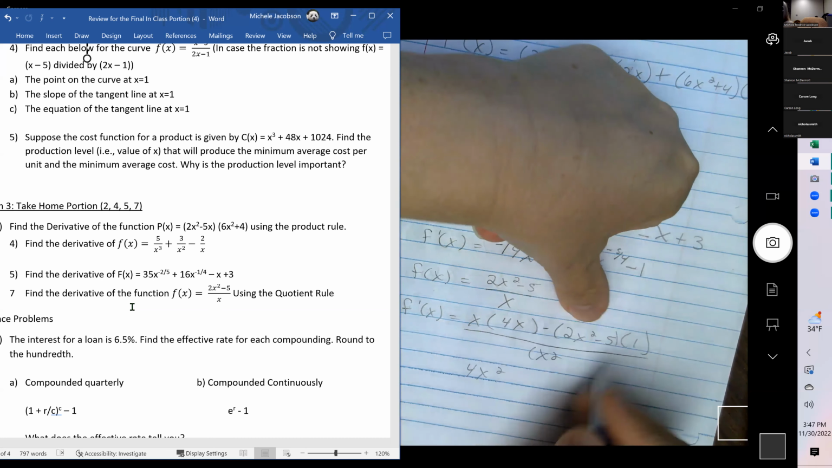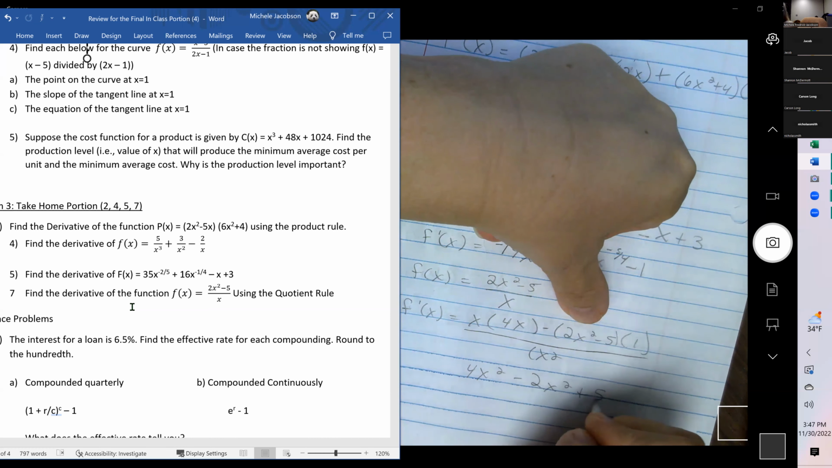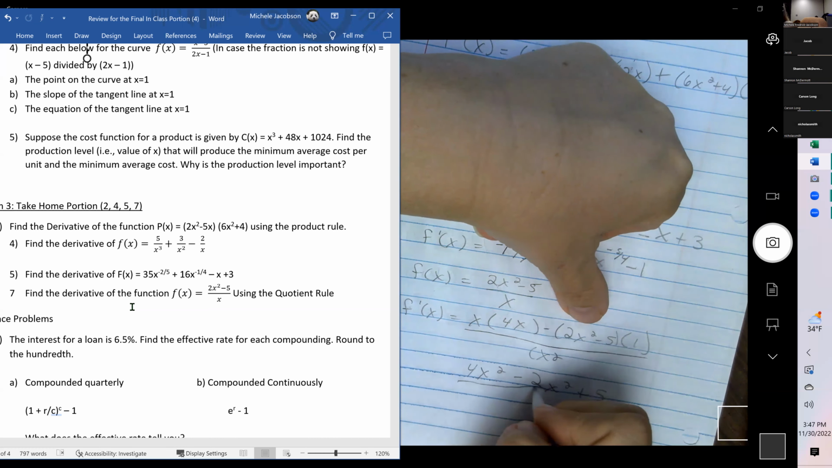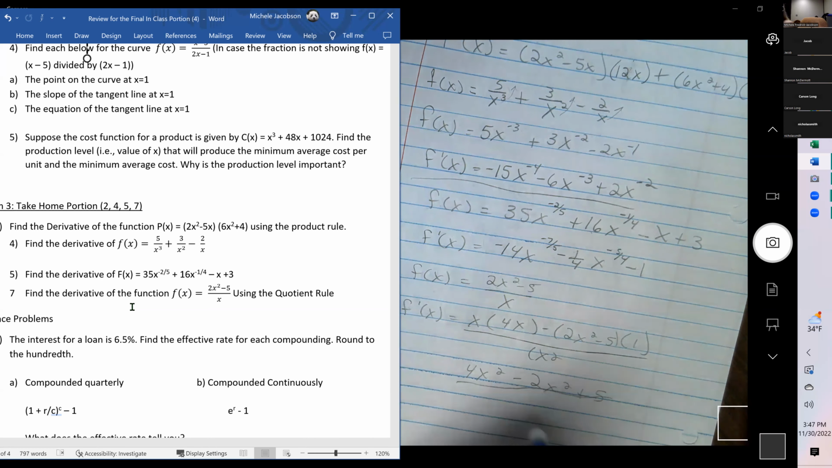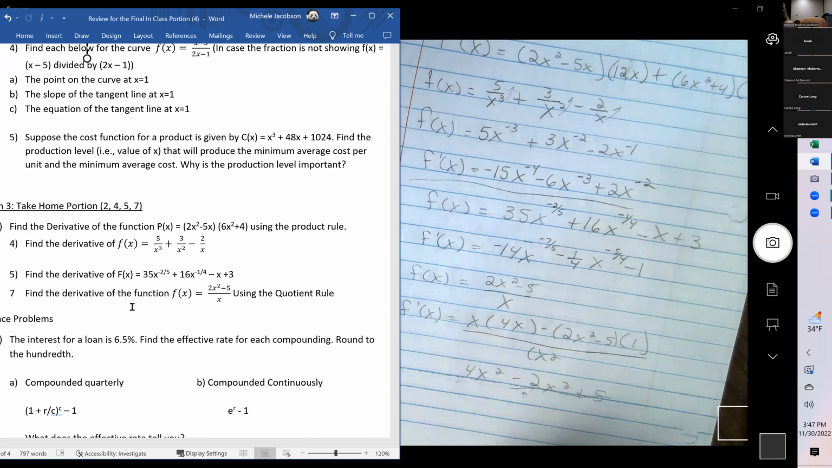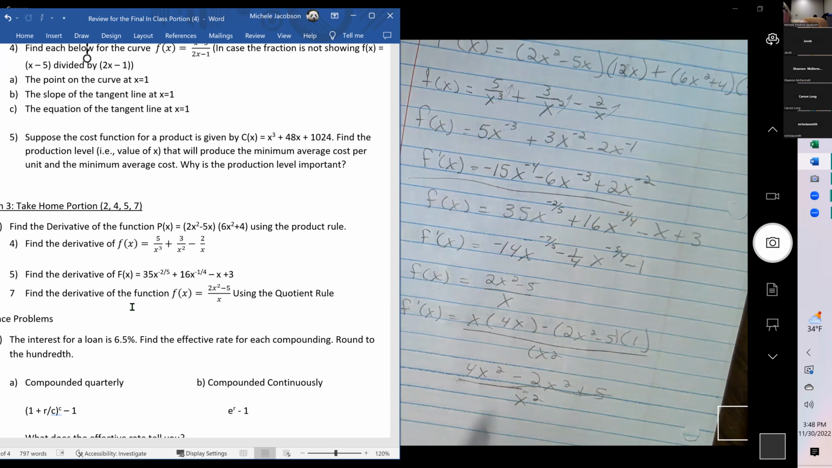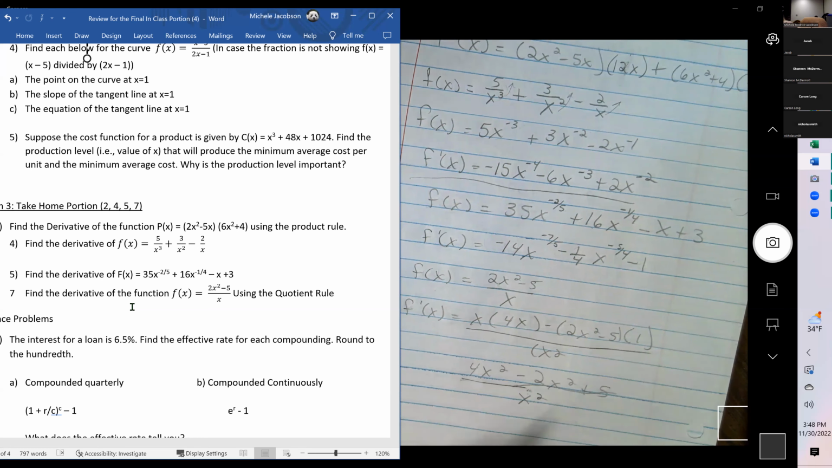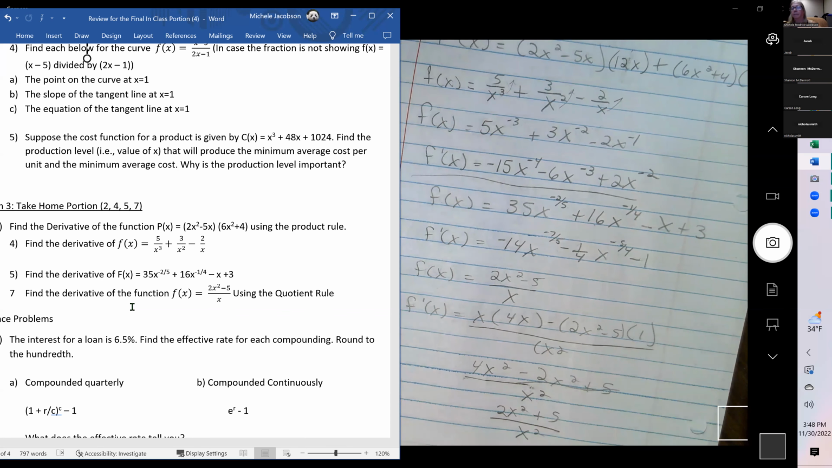4x squared minus 2x squared plus 5. Very long. We could combine like terms. 4x squared minus 2x squared is 2x squared plus 5 over x squared. Any questions?